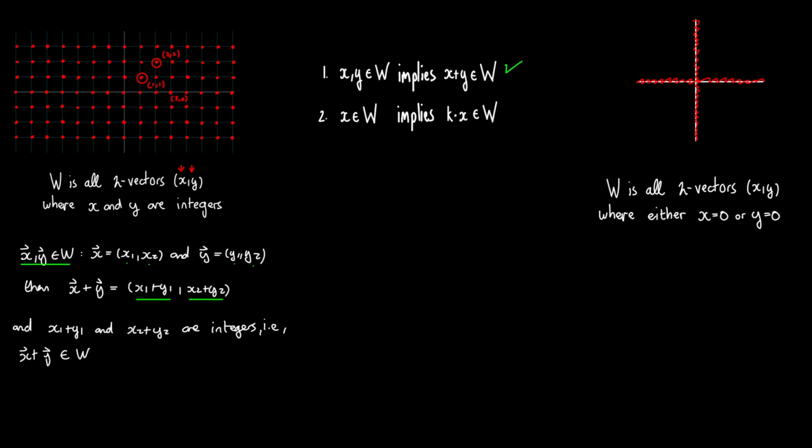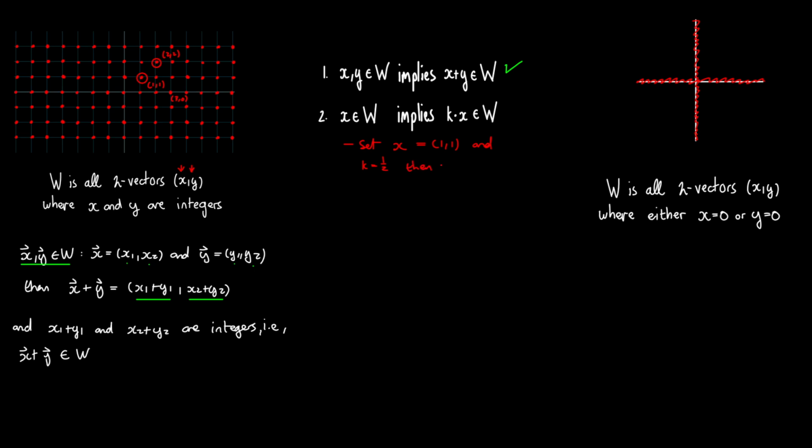So what we can do is show that if we set x, for instance, equal to just our vector (1, 1), this is definitely in W. And we can just set k equal to a half, for example.